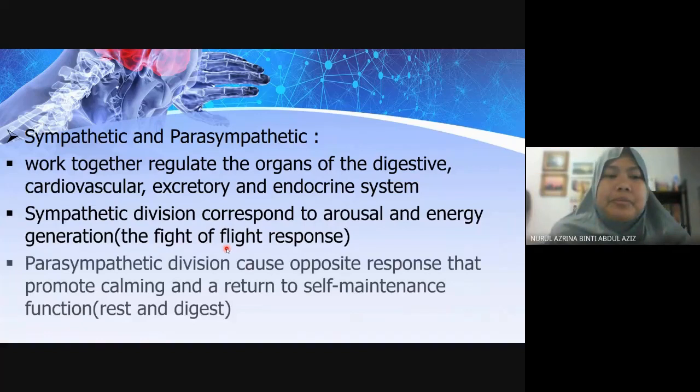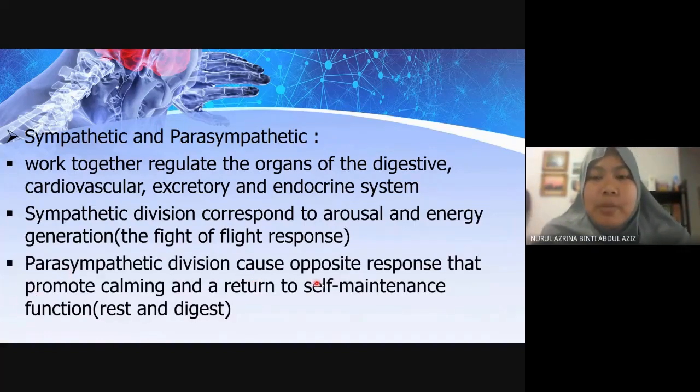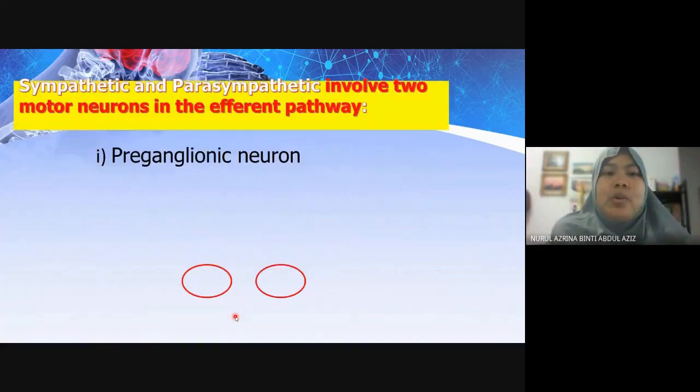As for parasympathetic, the parasympathetic division causes the opposite response, where it promotes calming and return to self-maintenance function. For example, in resting or in digestion. Maksudnya bila kita dalam keadaan tenang, relax, lepas makan. So ini semua adalah parasympathetic. So what is the difference between sympathetic and parasympathetic?